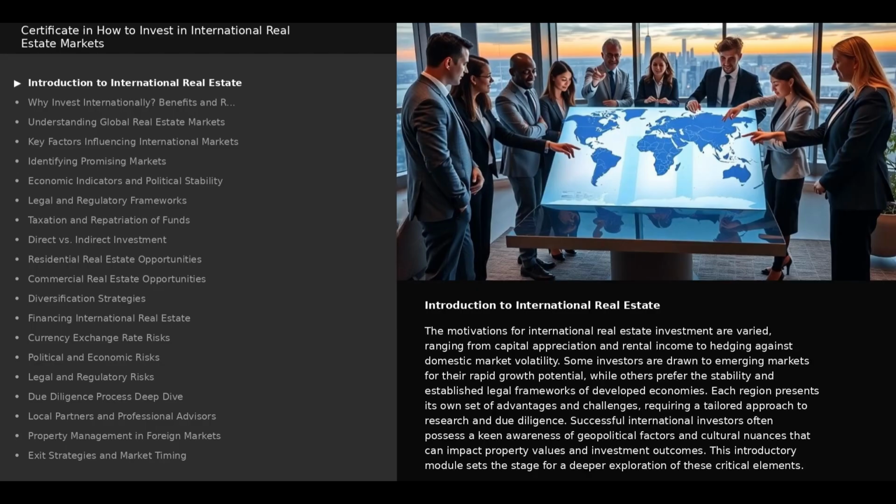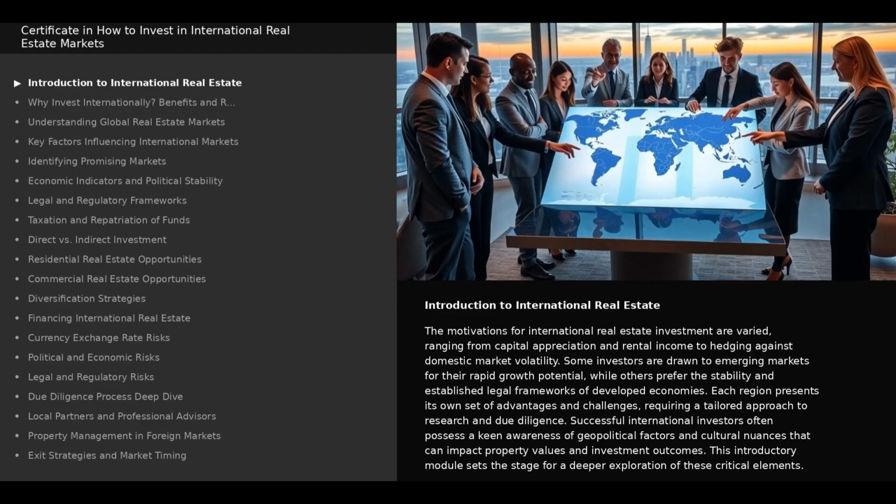The motivations for international real estate investment are varied, ranging from capital appreciation and rental income to hedging against domestic market volatility. Some investors are drawn to emerging markets for their rapid growth potential, while others prefer the stability and established legal frameworks of developed economies. Each region presents its own set of advantages and challenges, requiring a tailored approach to research and due diligence.